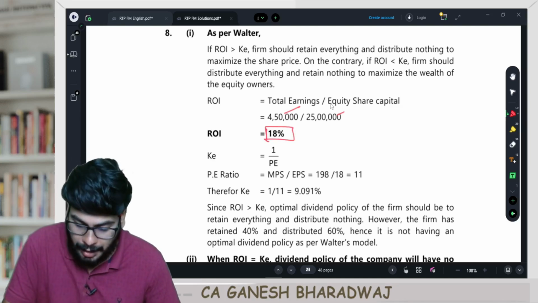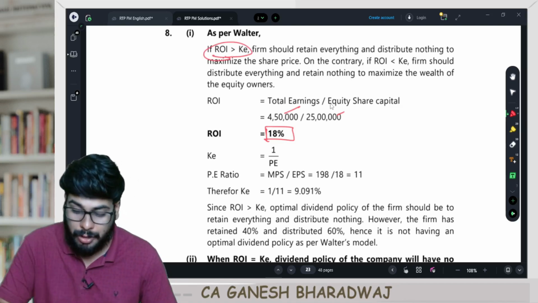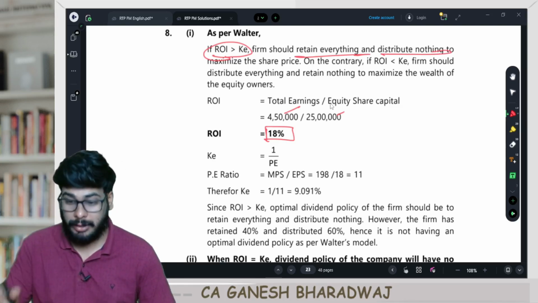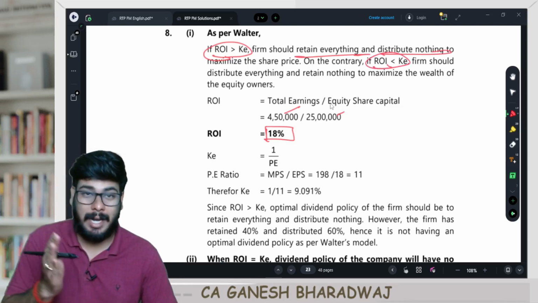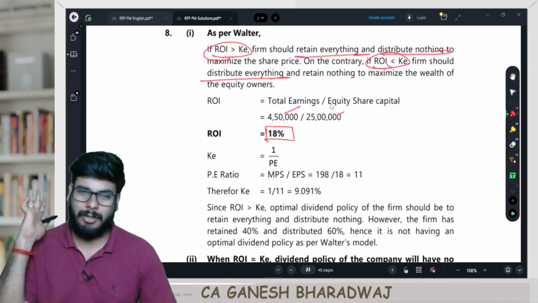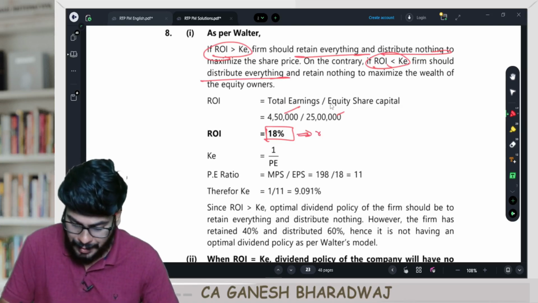And as per Walter, what he says is, if ROI, that is R, is greater than KE, then the firm should retain everything and distribute nothing to maximize the share price. On the contrary, if ROI is less than KE, the firm should distribute everything and retain nothing. Are you clear with this? Right? In this case, what is R? R is equal to 18%.